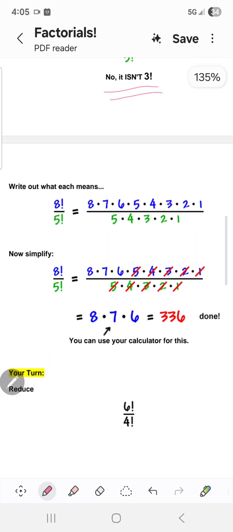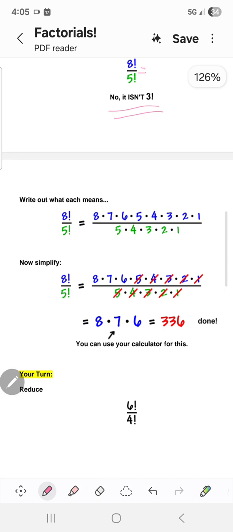If we write it out, remember fractions cancel top and bottom, so I can take 5, 4, 3, 2, 1 and cancel with 5, 4, 3, 2, 1. So really, 8 factorial divided by 5 factorial is just 8 times 7 times 6, which is 336.